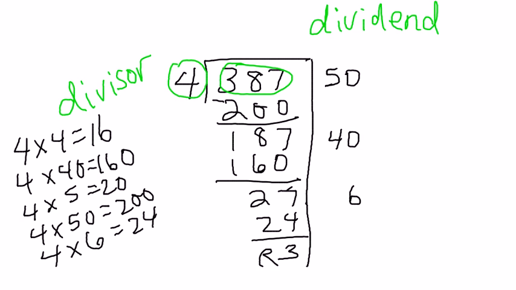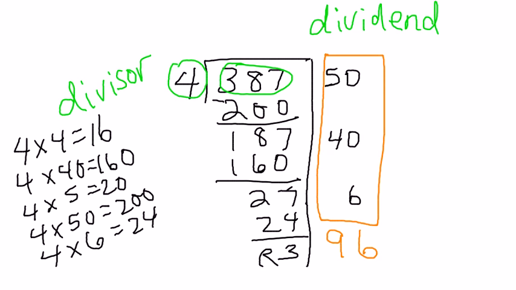So the next step is I take all of these numbers and I add them up. And now I know that 387 divided by 4 is 96, remainder 3.